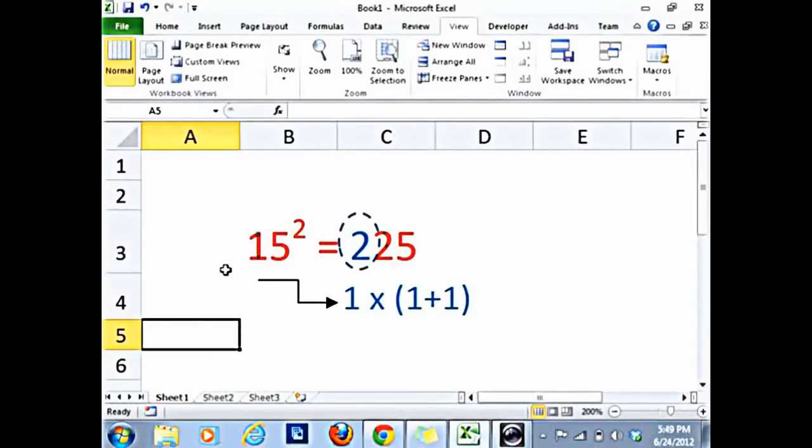Hi there. Today I wanted to share this quick math trick which will allow you to square numbers in a few seconds without using a calculator.